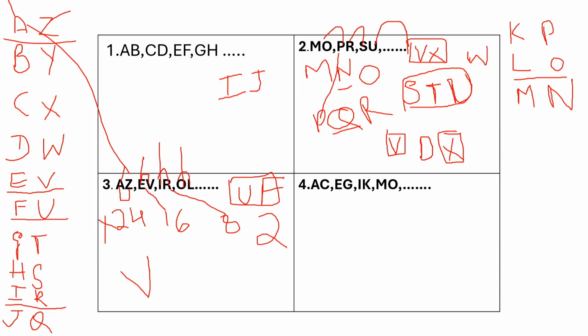Next question is AC, EG, IK, MO. First we will check the difference in letters between them. Here one letter is missing, that is B. Here A, F, G, I, J, K, M, N, O.